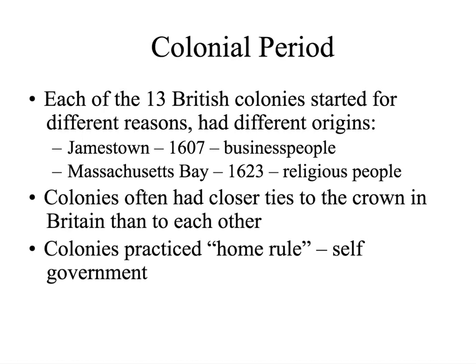Each of the colonies had a very different origin story. They had been started for different reasons. Jamestown, for instance, in 1607 by business people. Massachusetts Bay by people looking to set up a religious community. And partly for these reasons, the colonies themselves, all 13 of them, had oftentimes very much closer ties to the crown than to each other.